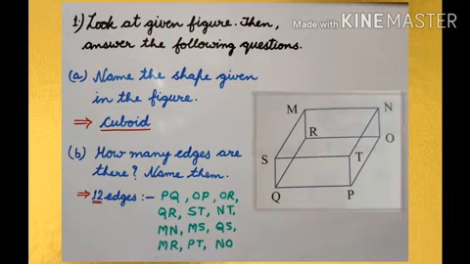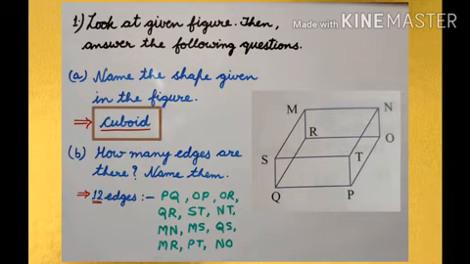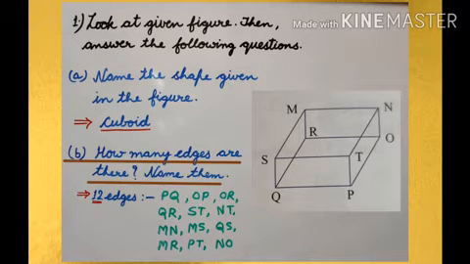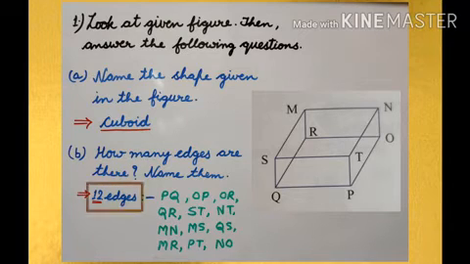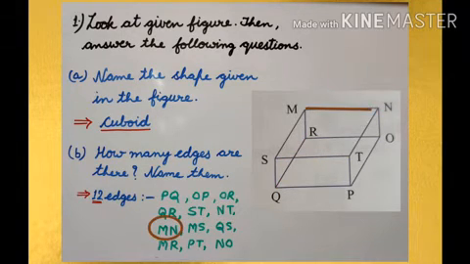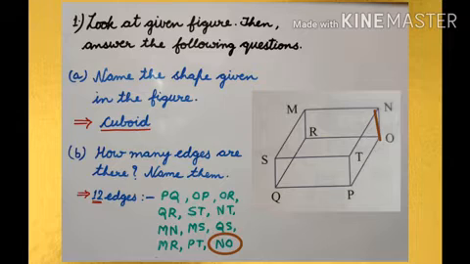As we see, this figure has 6 rectangular faces, so it is a cuboid. B. How many edges are there? Name them. A cuboid has 12 edges. Here these are PQ, OP, OR, QR, ST, MT, MN, MS, QS, MR, PT and NO.